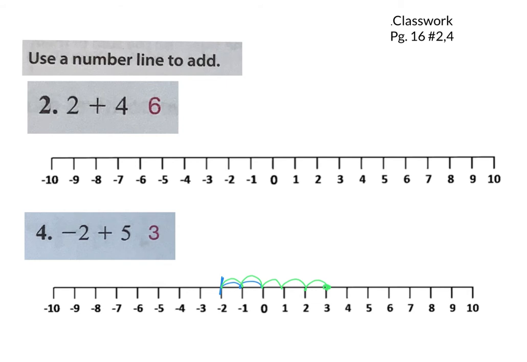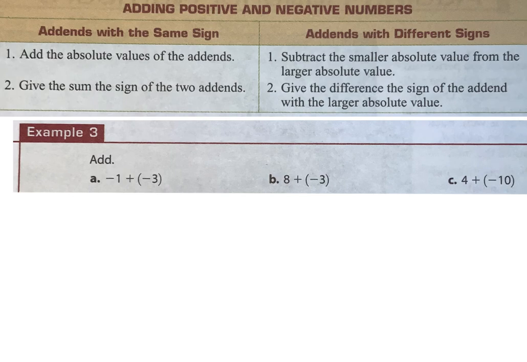So let's look at the rules. Here are the rules. All right? And they use absolute value here because you can kind of ignore the signs at first and then go from there. Let's say they have the same sign. They're either both positive or they're both negative. Now, these are the rules for adding, okay? The rules for adding.